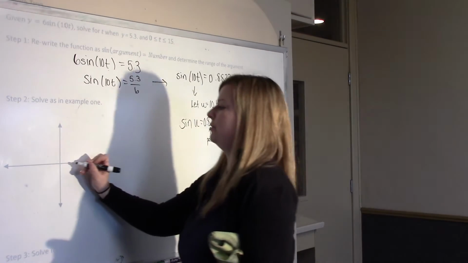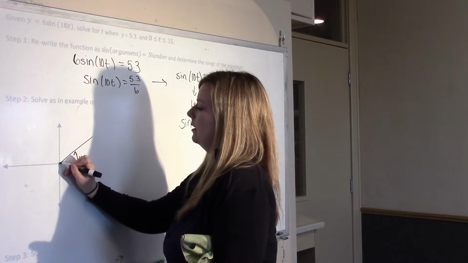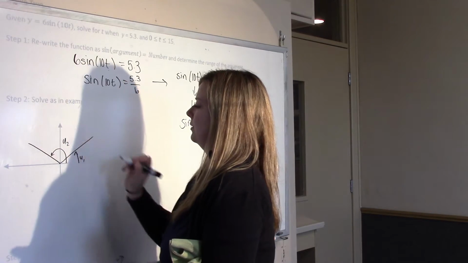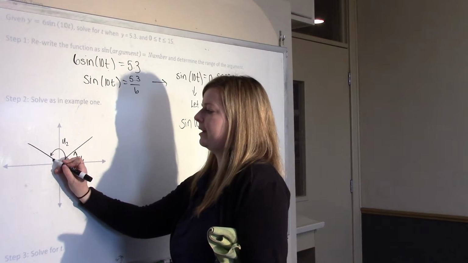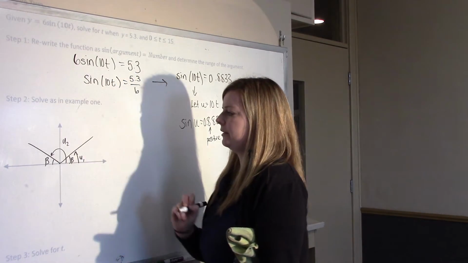So it's going to happen in 2 quadrants. In this quadrant, here's u1 and here's u2. Here's beta, they're equal to each other, right?